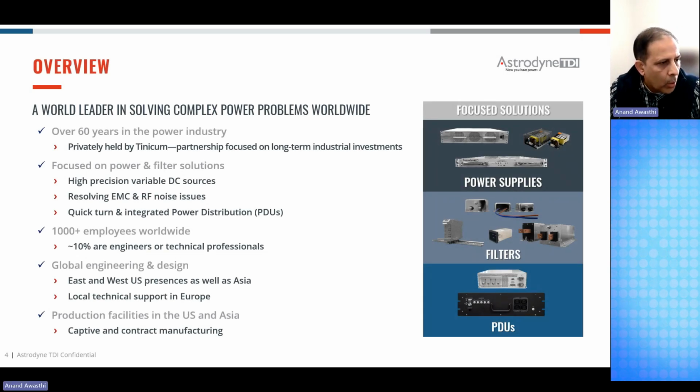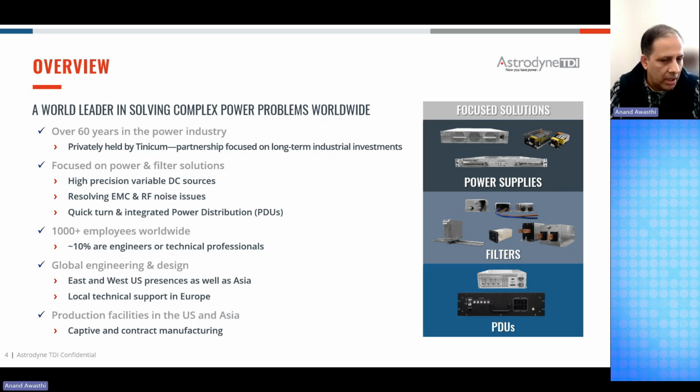We do very complex solutions. Whether it's a 16.5 kilowatt liquid cooled power supply that our high power team builds, which comes in a 1U form factor, the most compact power per square inch among any of the competitor products out there, or taking power supplies, putting filters and various components together and making a PDU, or doing fully standard and fully custom filter solutions, we are everywhere. We have been doing this for many years, over 60 years of history, and we are very good at it. We are privately held by a private equity company called Tinicum.